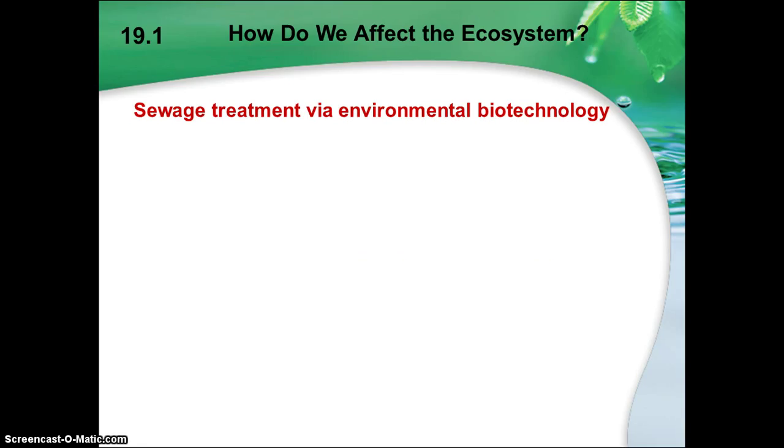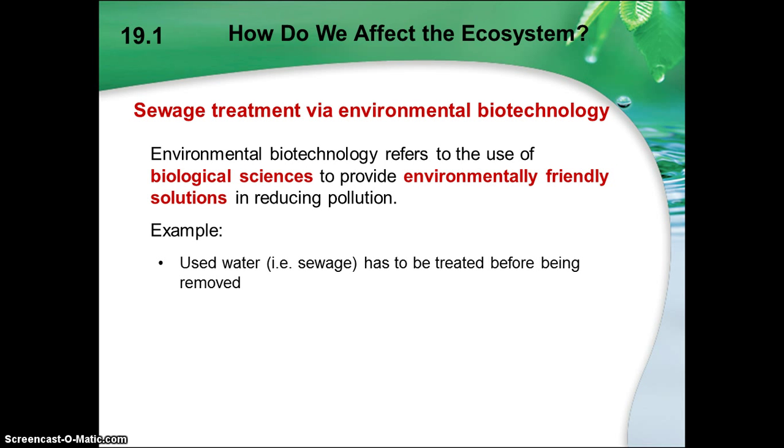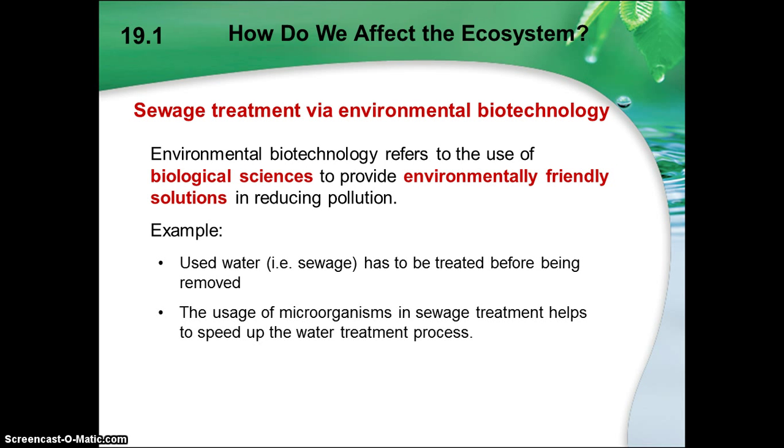Since we know about the effect of sewage, we have sewage treatment to help solve the issue by using environmental biotechnology. It refers to the use of biological sciences to provide environmentally friendly solutions to reduce the effect of sewage. For example, used water has to be treated before being released, and the use of microorganisms in sewage treatment helps to speed up the water treatment process. Take note of the importance of the use of microorganisms in sewage treatment.